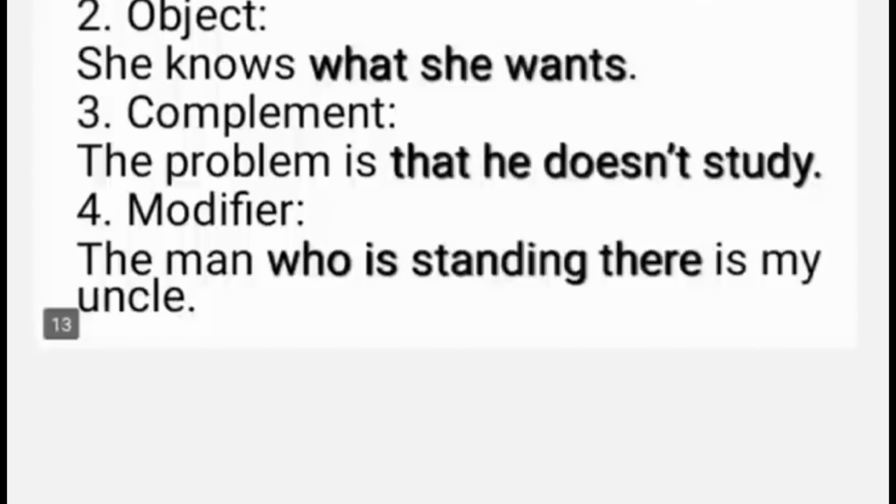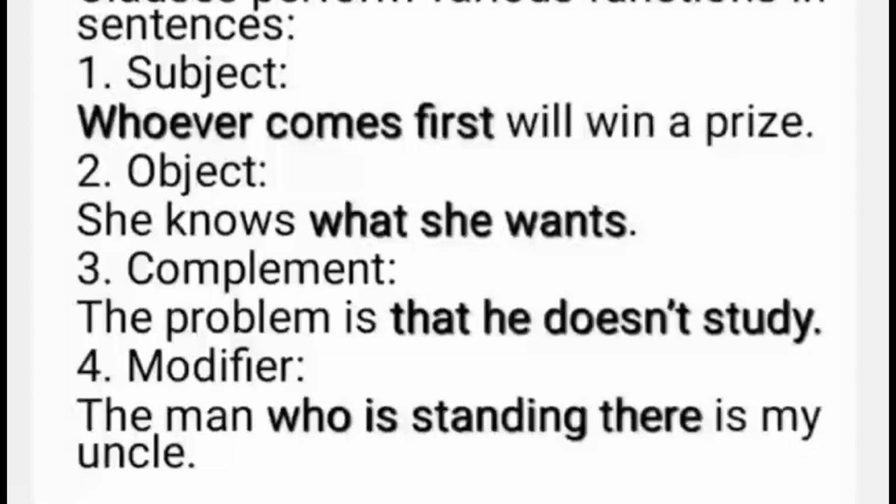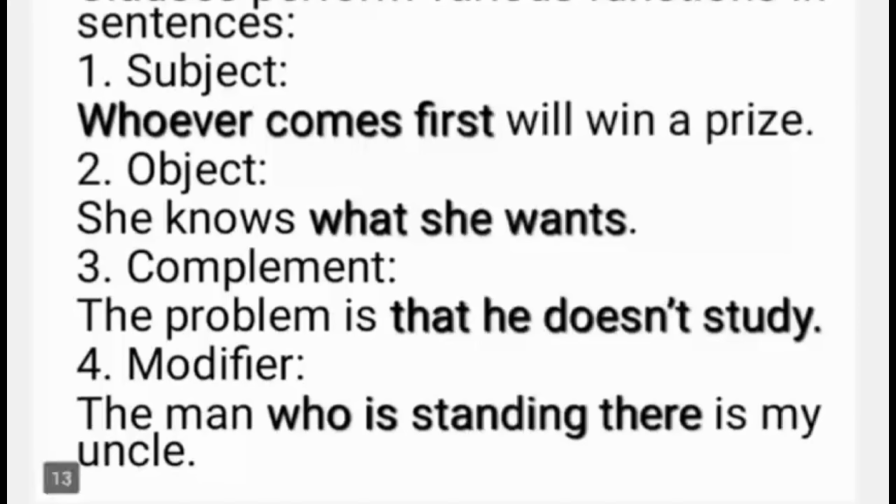The modifier also describes the subject. The man who is standing there is my uncle. There are many men there, but for me to know the one you are talking about, you have to modify the man by telling me the particular one, thereby saying the man who is standing. It's not the one that is sitting or walking; rather, it is the one who is standing. That is the functions of clauses. It functions as a subject, object, complement, or modifier.